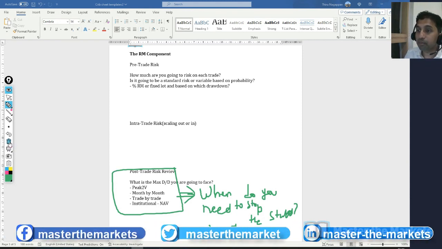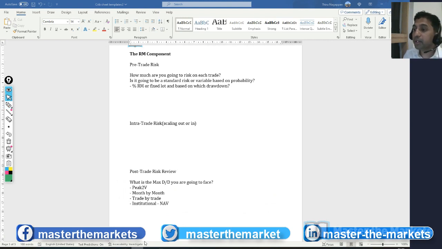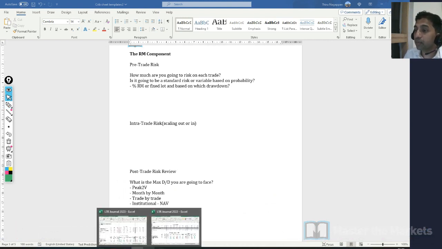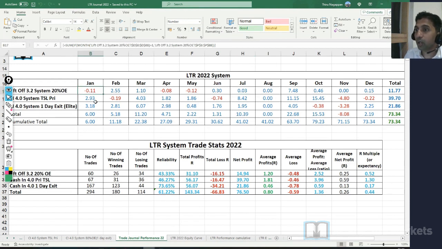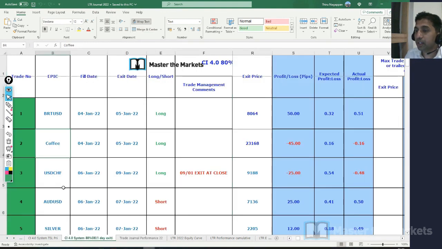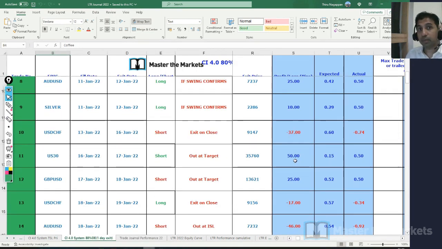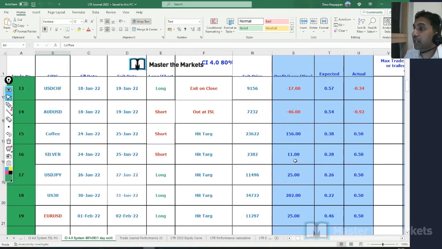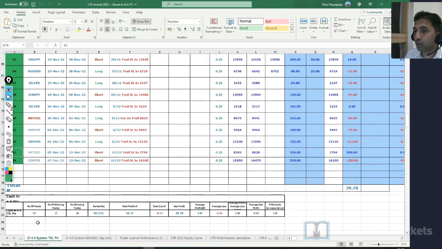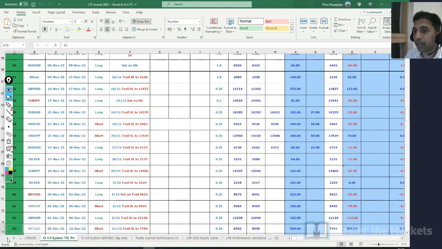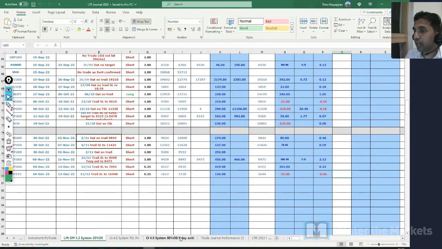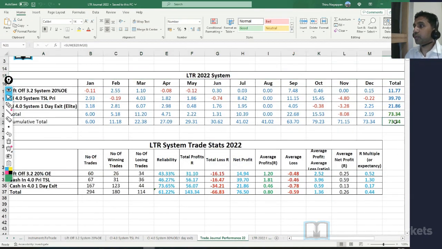We measure all this here at Master the Markets, as we publish our results in real time, mainly from an educational perspective. You can see all our month by month profitability for last year, 2022. In each of these tabs we have recorded every single trade, wins and losses, every single thing for each of those strategies. That's how we achieved 73.34% last year.